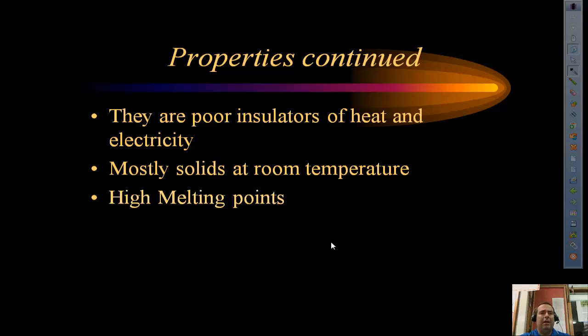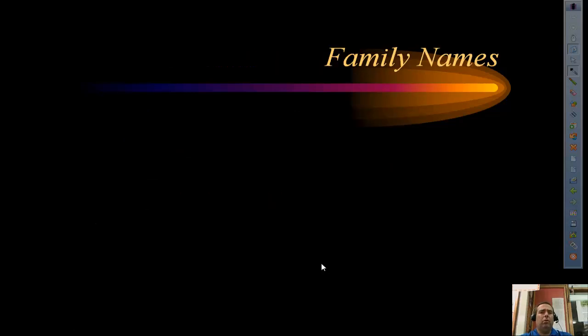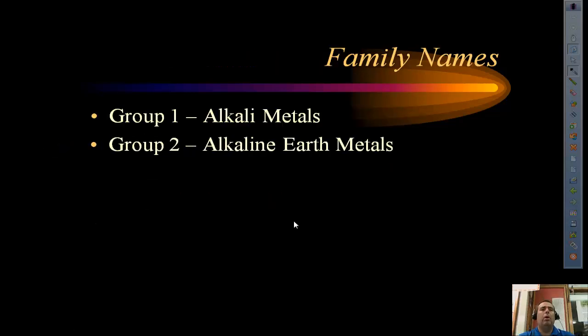They have extremely high melting points, and if they have extremely high melting points, they're also going to have extremely high boiling points. Some family names that I'm going to want you to know is group number 1. That's going to be with your hydrogen, lithium, sodium, potassium, rubidium, cesium, and francium. Those are going to be known as your alkali metals.